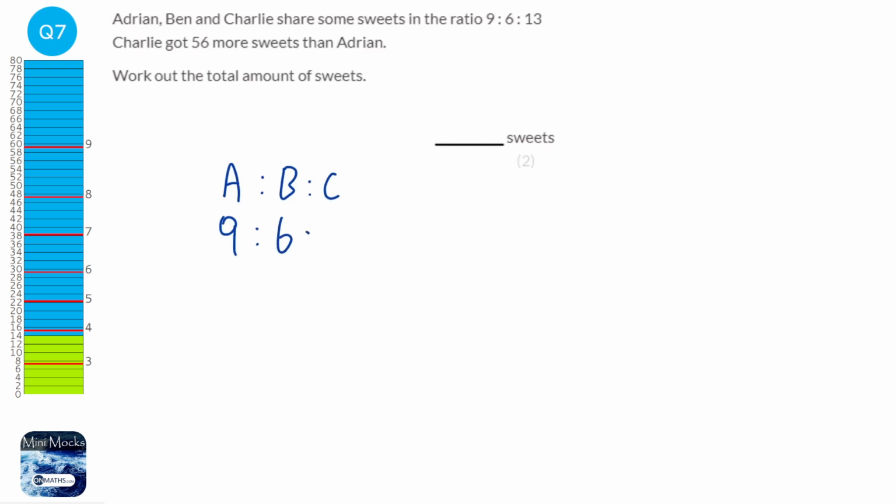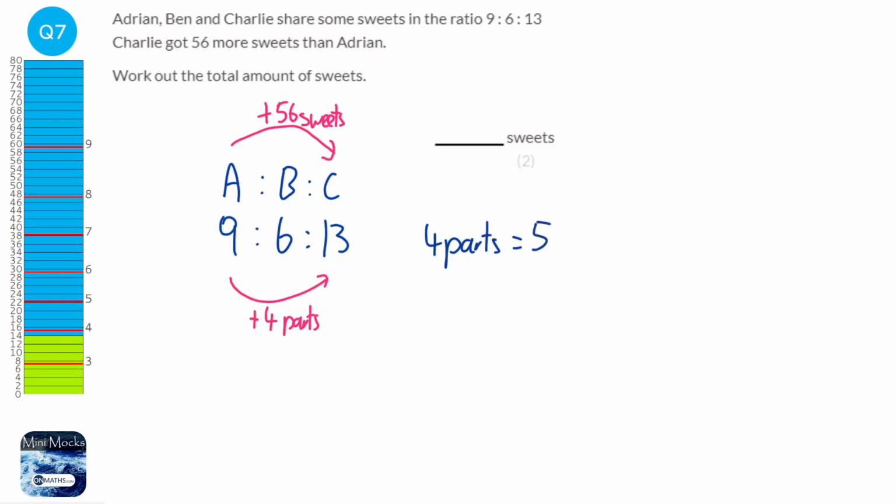So this question says that Adrian, Ben and Charlie have some sweets, and the ratio of Adrian to Ben to Charlie is 9 to 6 to 13. But it also says that Charlie got 56 more sweets than Adrian. Well, looking at the actual parts of the ratio, there are 4 more parts. So plus 4 parts, which represents plus 56 sweets. So the 4 extra parts are worth 56 sweets. So 4 parts are worth 56 sweets.